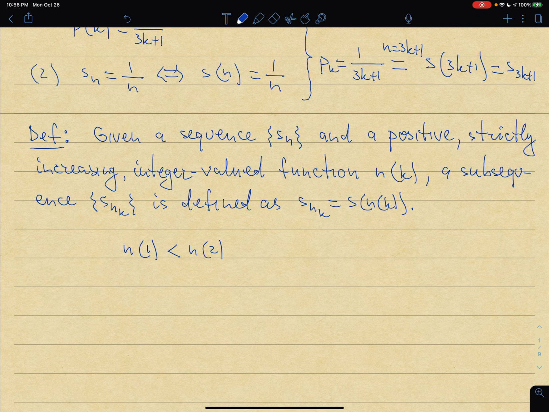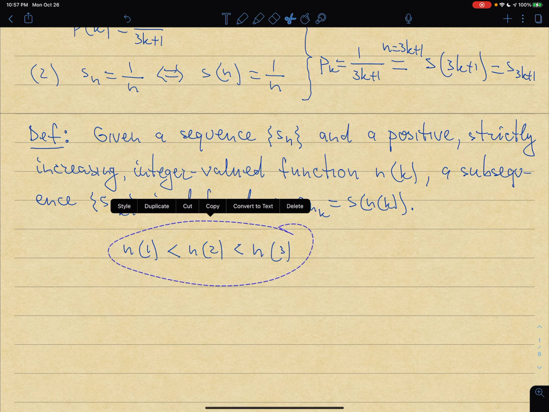And then the next element is going to have an index n of 2, and n of 2 is larger than n of 1, so it means that the second element that I'm going to choose is positioned to the right of the element n of 1 in my sequence. Likewise, n of 3 is going to be bigger than n of 2, so the third element in my subsequence will be chosen from somewhere to the right of the index n of 2. And you're going to continue in the same way forever, because n of k is a function which is strictly increasing.